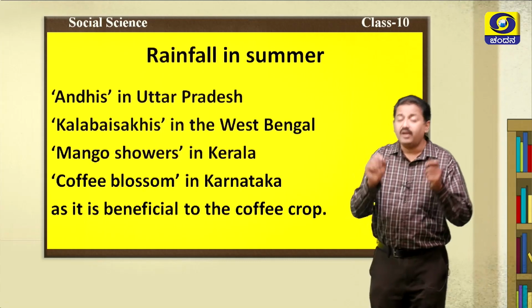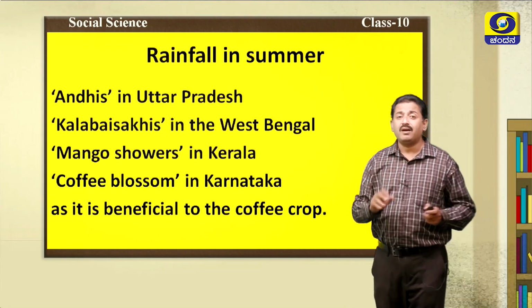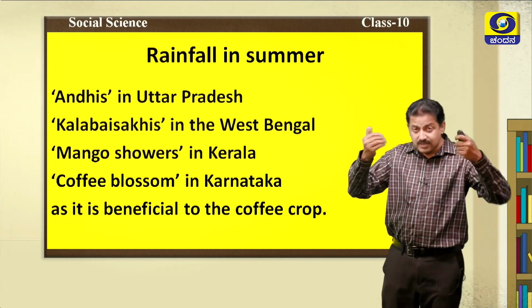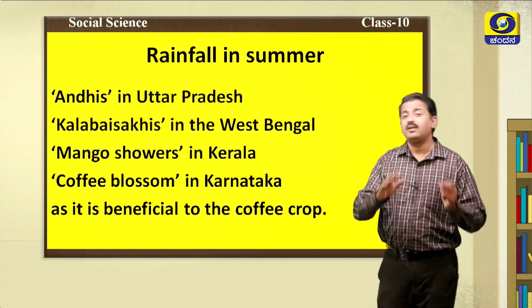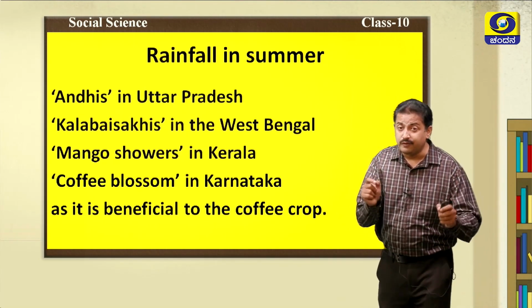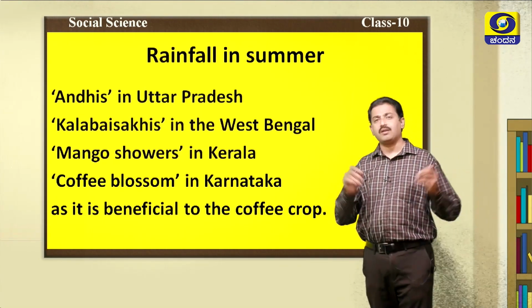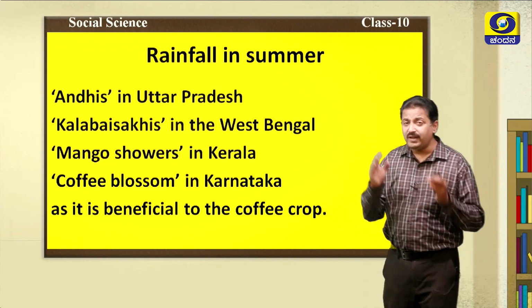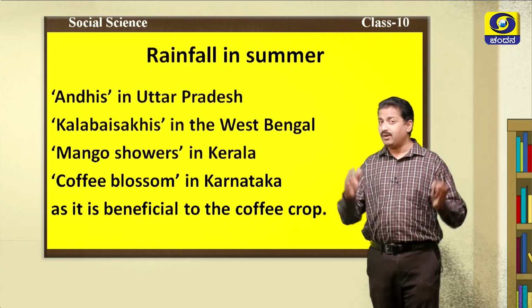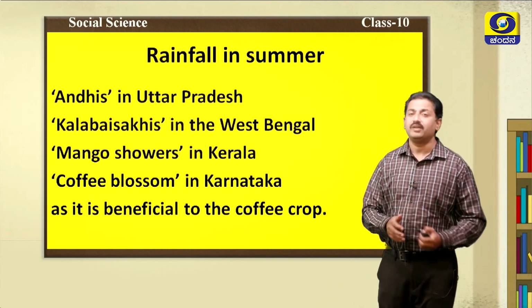In Kerala, it is called mango shower because it is beneficial to the cultivation of mango. Similarly, in Karnataka, the convectional rainfall is called coffee blossoms because it is beneficial to the growth of coffee crop. So, these are very important information in the examination point of view. Hope you are understanding all these concepts, dear students.